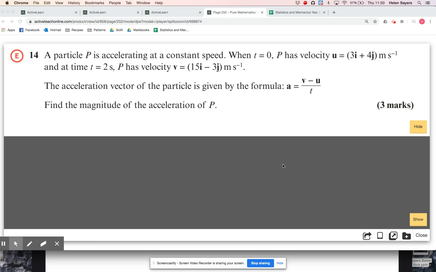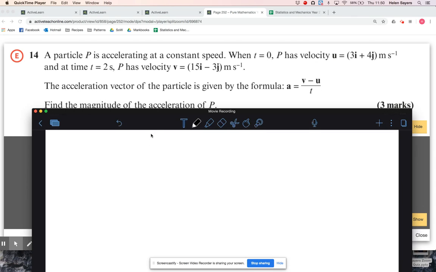Okay, we're looking at mixed exercise 11 from the first year core textbook. So we're looking at vectors, and we're on the last question, yay. So 14, it's an exam question, only 3 marks, so hopefully nothing too horrible.